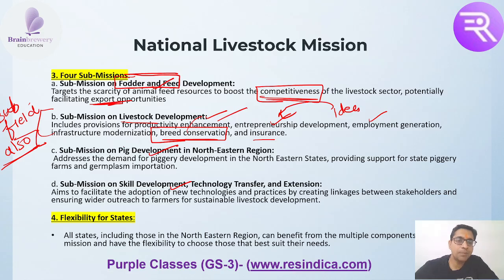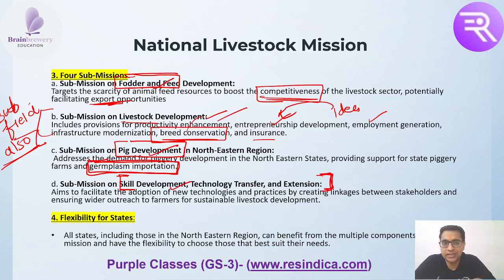And submission on pig development. Pig mainly focuses on the northeastern part of our country. The central government is supporting, with proper piggery farms and germplasm importation, so that we can produce very good quality pigs in our country. Then obviously at the last we are focusing on skill development, technology transfer, and extension services.